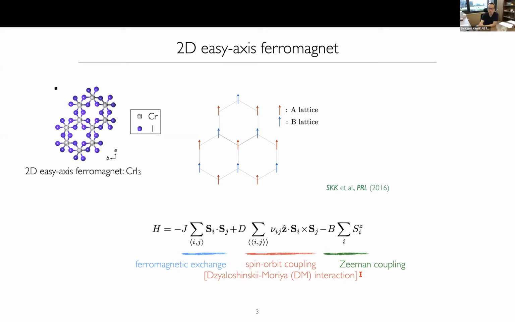Well, I would just say DMI is one of the manifestations of spin orbit coupling. They are not different things. DMI is one manifestation of spin orbit coupling. I see. Okay. Thank you. Thank you.